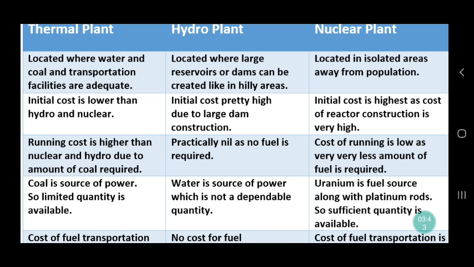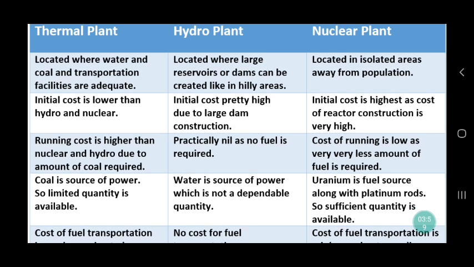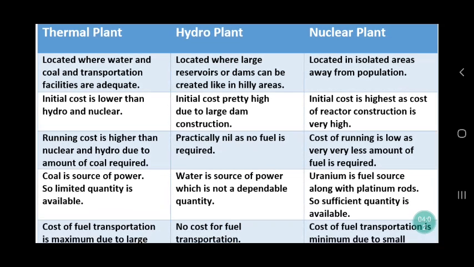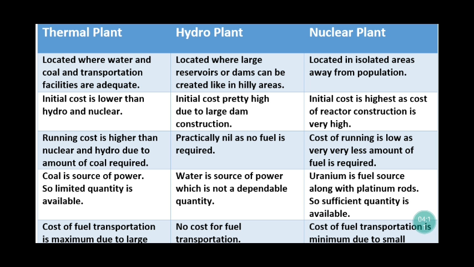Next, for hydropower plant, the running cost is practically nil as no fuel is required. In hydropower plant we do not require any fuel, so the running cost is almost zero. Next, in nuclear power plant, running cost is low as a very small amount of fuel is required. Next, point number 4 is the source of power.